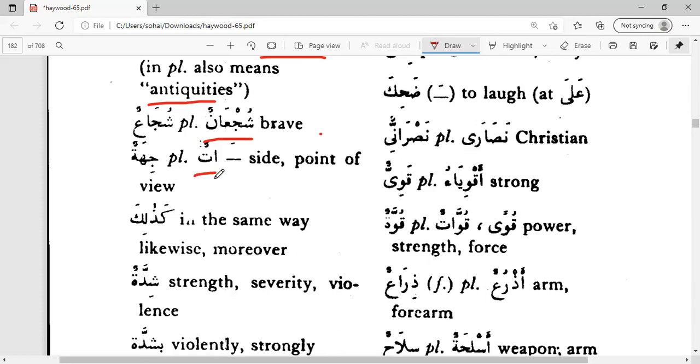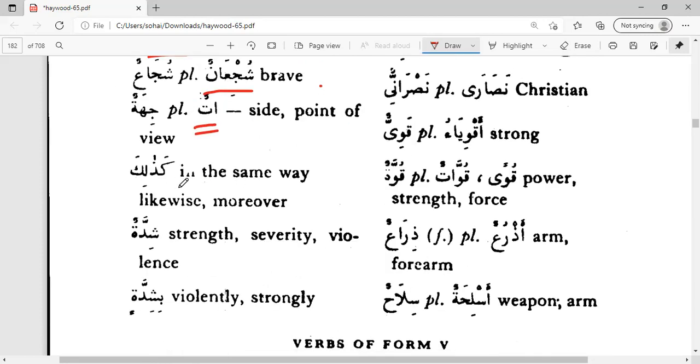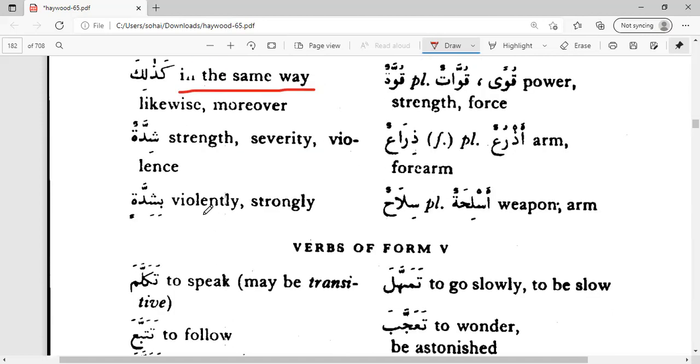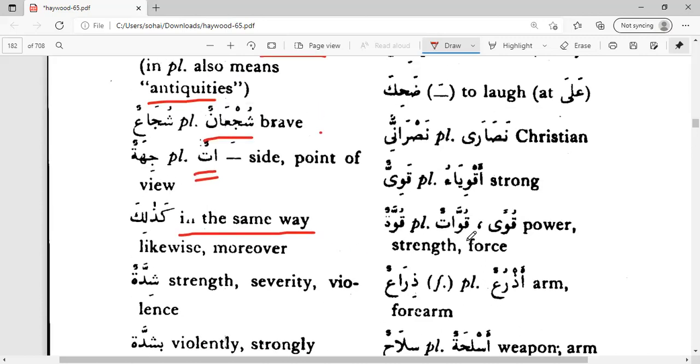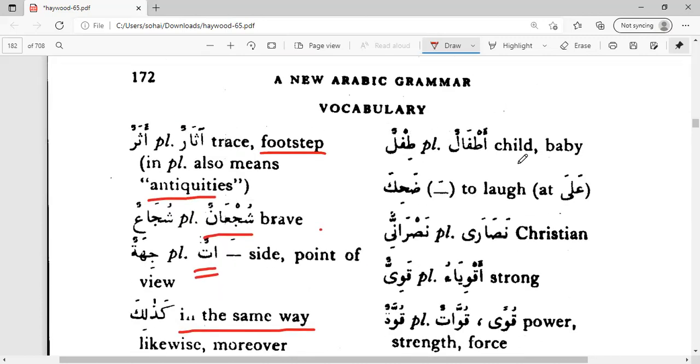Jihatun is a feminine plural. Side, point of view. Kazalika means in the same way, likewise, moreover. Shiddatun means strength, severity, violence. Bishiddatin, used with bi, means violently, strongly. Tiflun means child or baby. Atfalun is a broken plural.